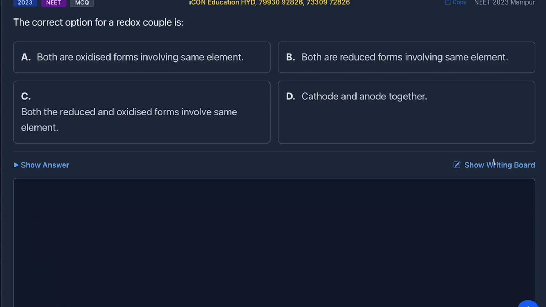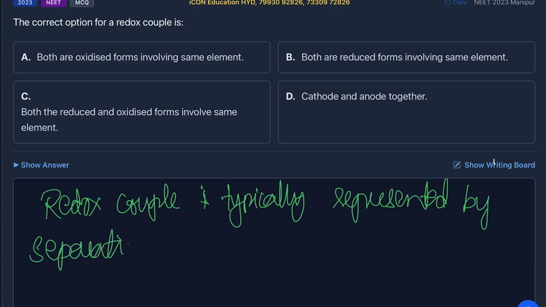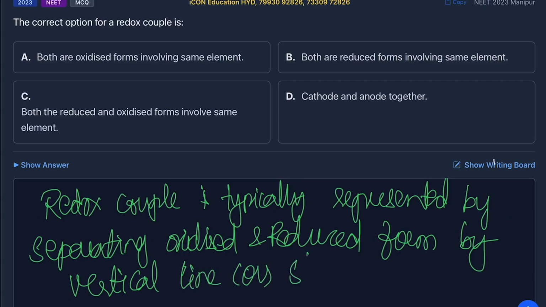So what is a redox couple? How is it typically represented? It is typically represented by separating the oxidized form and the reduced form, by a vertical line or slash.